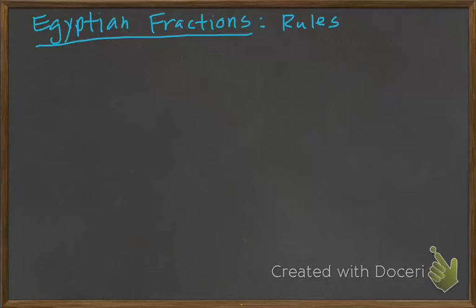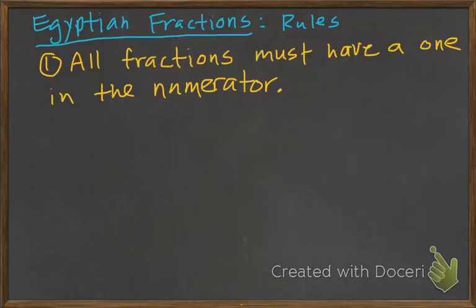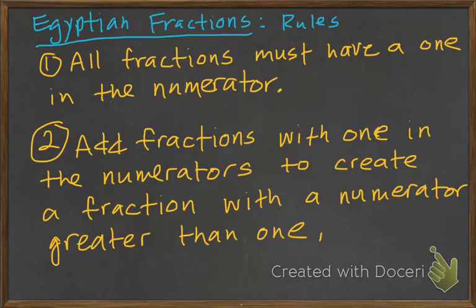Egyptian fraction rules. So we've got three basic rules. The first one: all fractions must have 1 in the numerator. So to be an Egyptian fraction, there has to be 1 in the top of the fraction. We add fractions with 1 in the numerators to create a fraction with a numerator greater than 1.